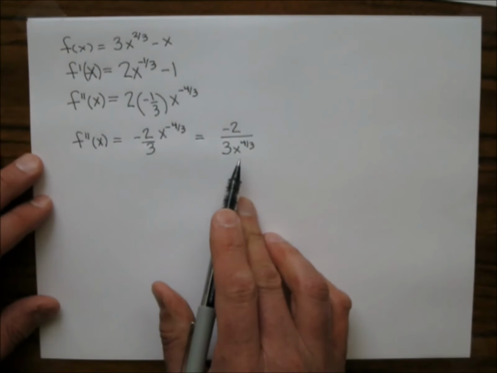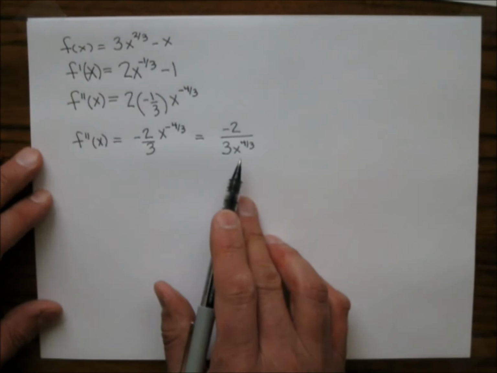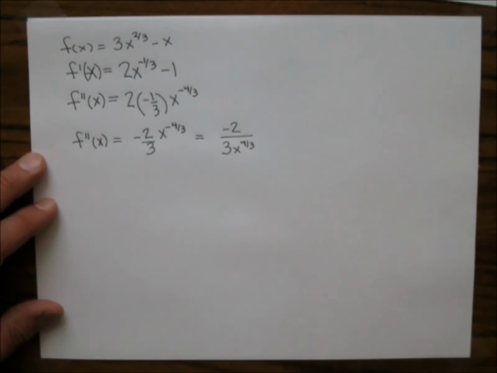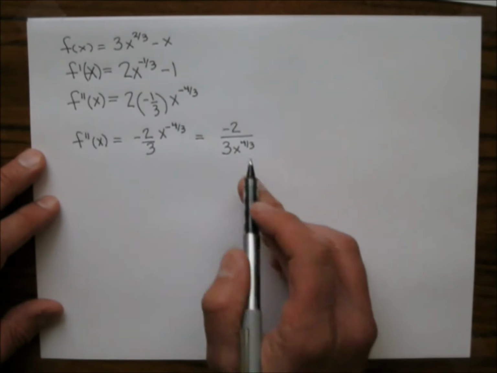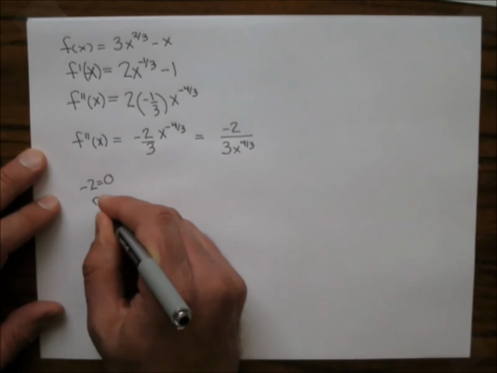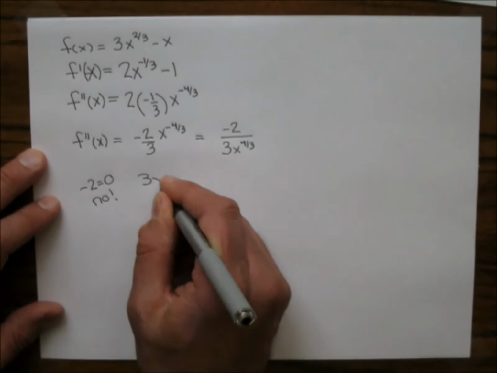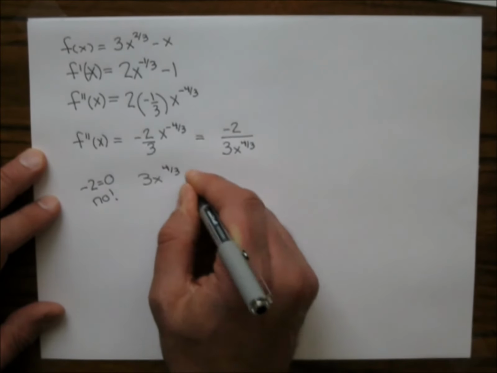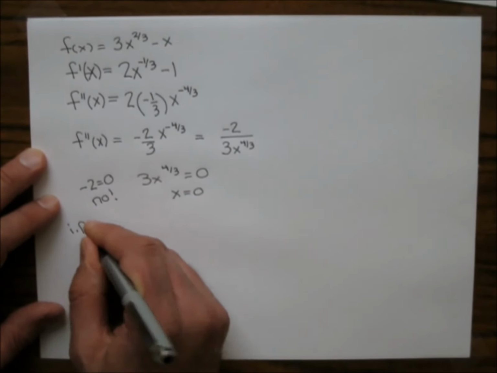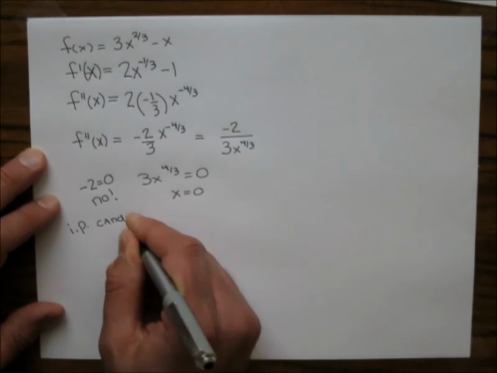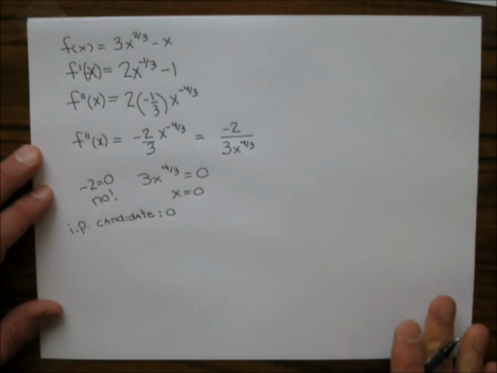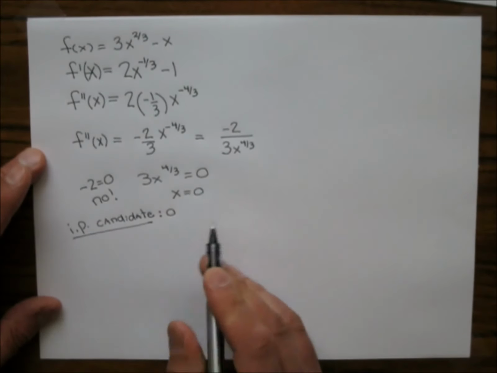What am I going to be doing with that second derivative? I'm going to be finding the so-called critical points, but what did we call them before? The IP candidates, the inflection point candidates. How am I going to get those candidates? I'm going to set the top equal to 0. Well, no, we're not going to do that. And then we're going to set the bottom equal to 0, in which you end up getting 0. So your inflection point candidate, there's only one, and it's just 0. So the IP candidate is 0.